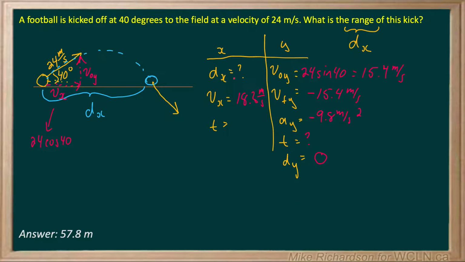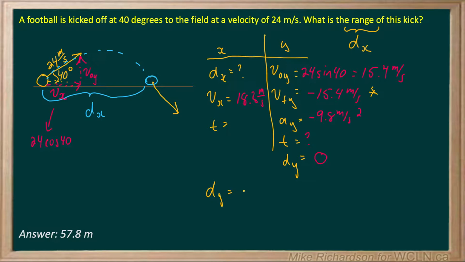Now, the only way we can find dx is if we know time. We can't do it in the x column yet, so let's focus on the y column. So let's utilize this fact that dy is 0 and see if we can solve for t. So let's pick an equation without v final in it. Maybe we decided we're not comfortable with that assumption. Let's use this one.